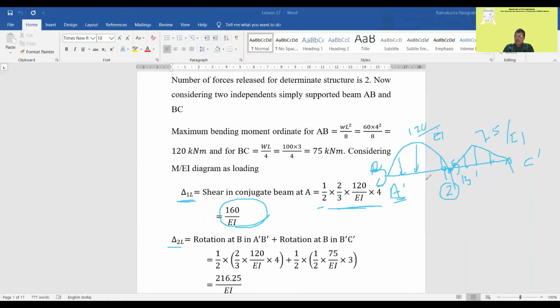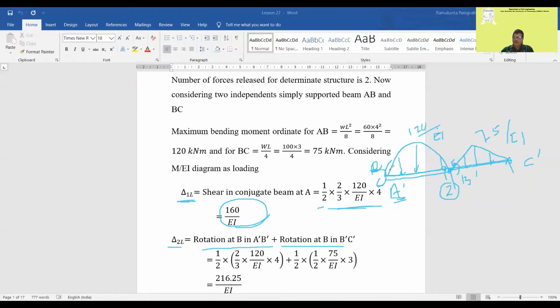So now for this support, the shear at 2 will be the shear due to the rotation. Rotation at 2 means rotation due to the beam A dash B dash at B dash, and rotation at B dash due to the span B dash C dash. So you have to calculate both. Rotation in the actual beam corresponds to the shear in the conjugate beam. So calculate the shear here.